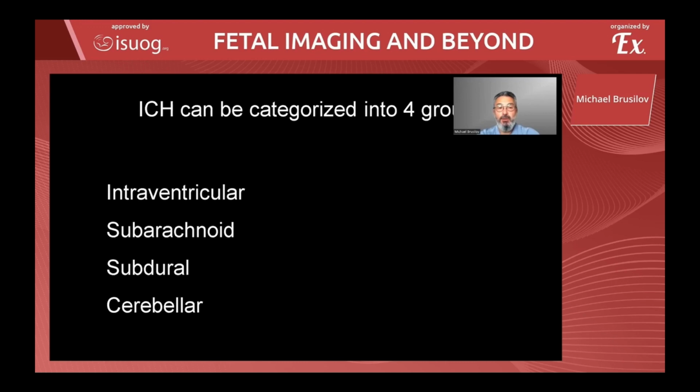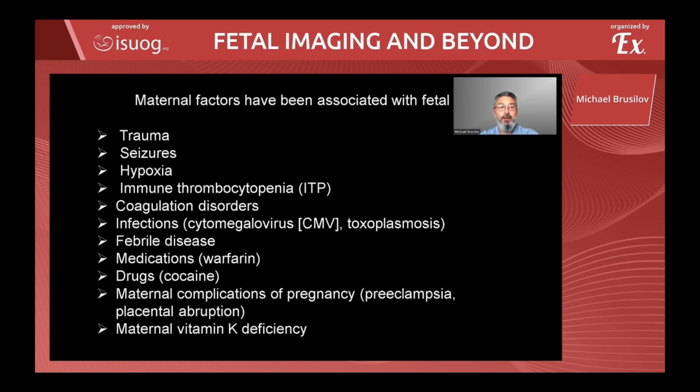Intracranial hemorrhage we can divide into 4 groups: intraventricular, subarachnoid, subdural, and cerebellar. Maternal factors have been associated with fetal intracranial hemorrhage: trauma, seizures, hypoxia, ITP, coagulation disorders, infection, febrile disease, medication, drugs, maternal vitamin K deficiency, and preeclampsia.